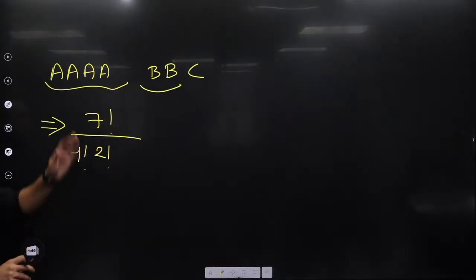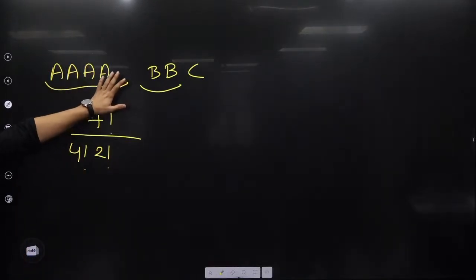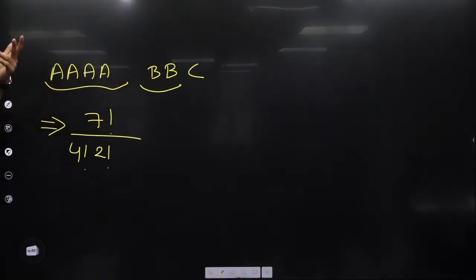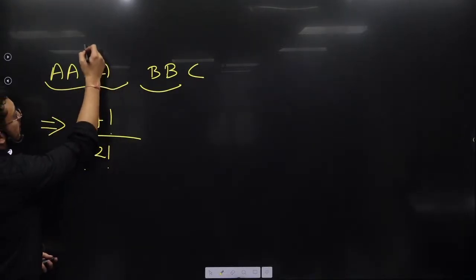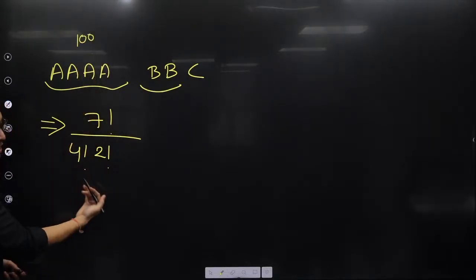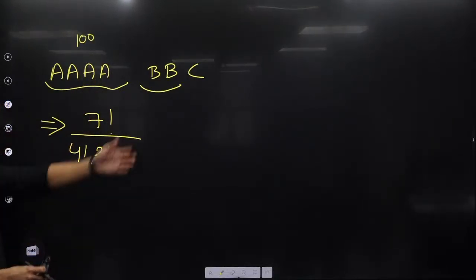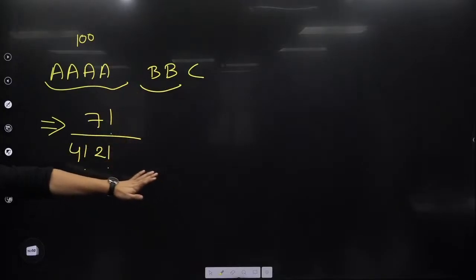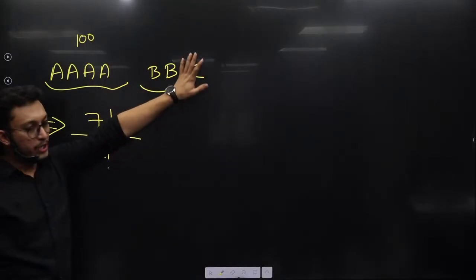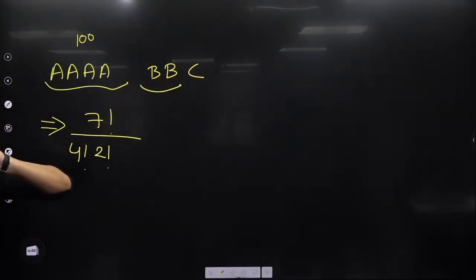Basically कुछ नहीं है. The number of times any of the letter या digit, if the digit is given, is repeated, just divide the total by factorial of it. So if A is repeated, let's say 100 times, just divide by 100 factorial. If B is repeated 50 times, just divide by 50 factorial. If C is repeated, let's say 10 times, divide by 10 factorial.